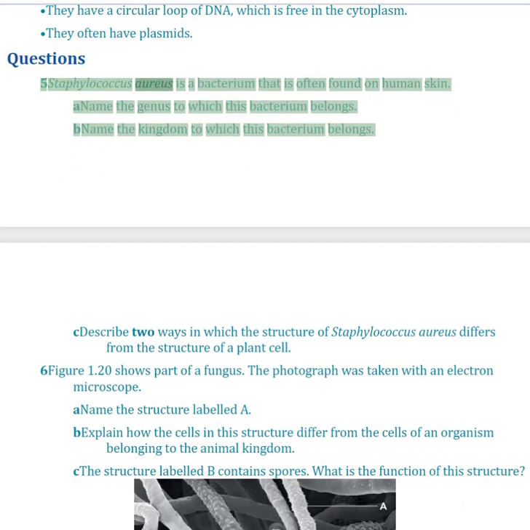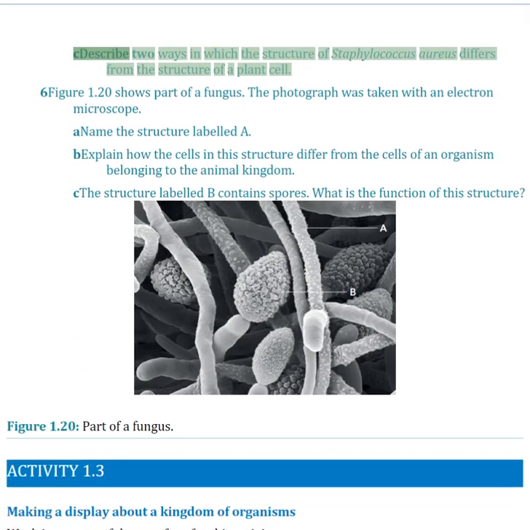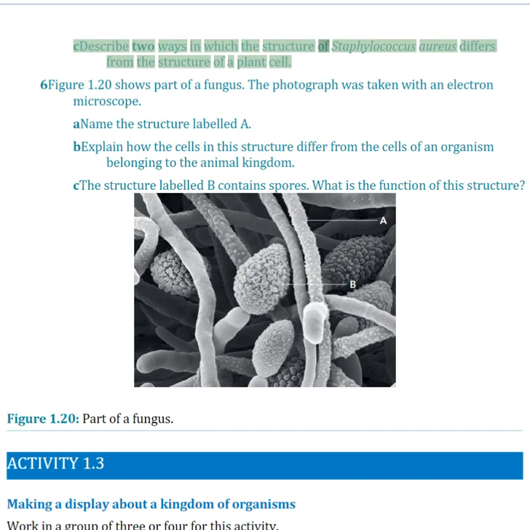Questions. 5. Staphylococcus aureus is a bacterium that is often found on human skin. A. Name the genus to which this bacterium belongs. B. Name the kingdom to which this bacterium belongs. C. Describe 2 ways in which the structure of Staphylococcus aureus differs from the structure of a plant cell.